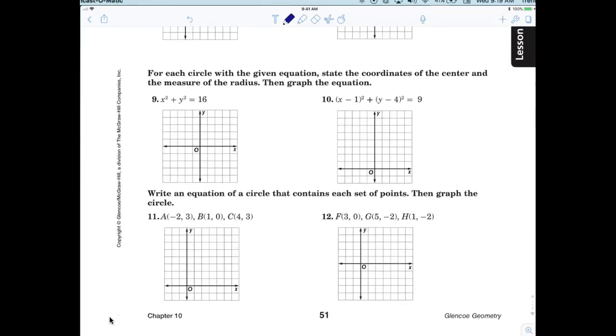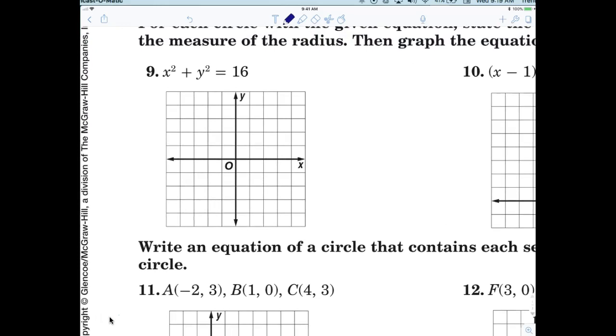All right, here we go. Number 9. So now we're just graphing. Here the center is 0, 0, and the radius is 4. So you just go up 4, to the right 4, down 4, and left 4, and then let's see your circle.